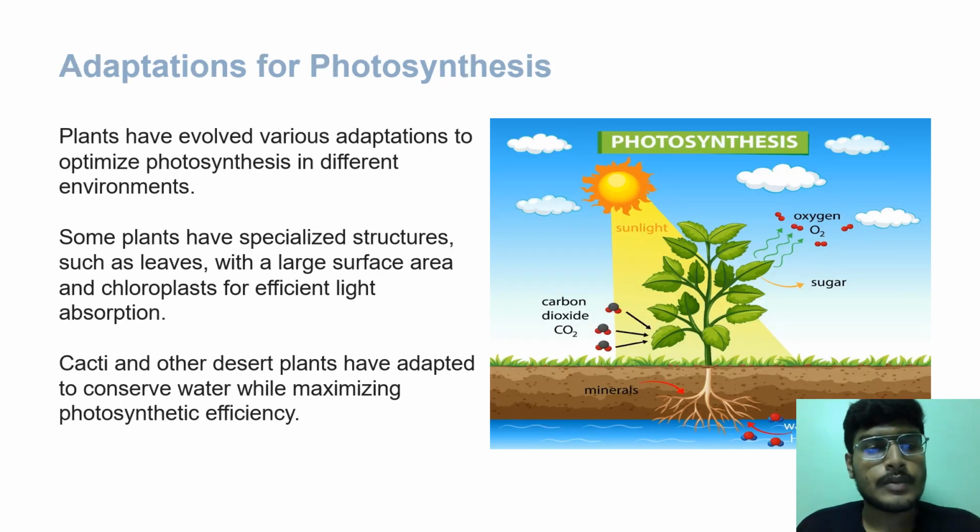And the next is adaptation of photosynthesis. Plants have evolved various adaptations to optimize photosynthesis in different environments. Some plants have specialized structures such as leaves with a large surface area and chloroplasts for efficient light absorption. Cacti and other desert plants have adapted to conserve water while maximizing photosynthetic efficiency.